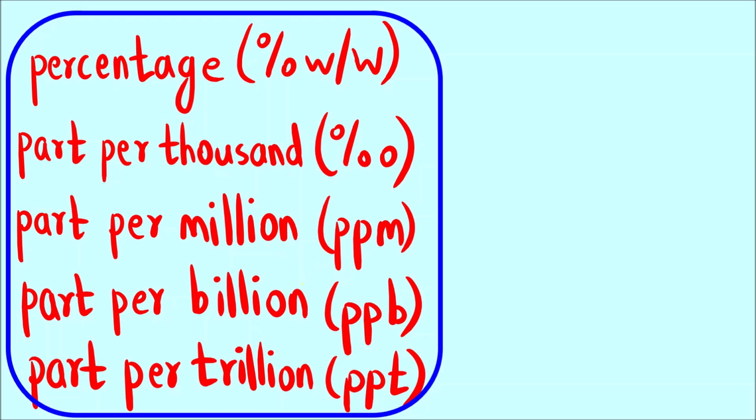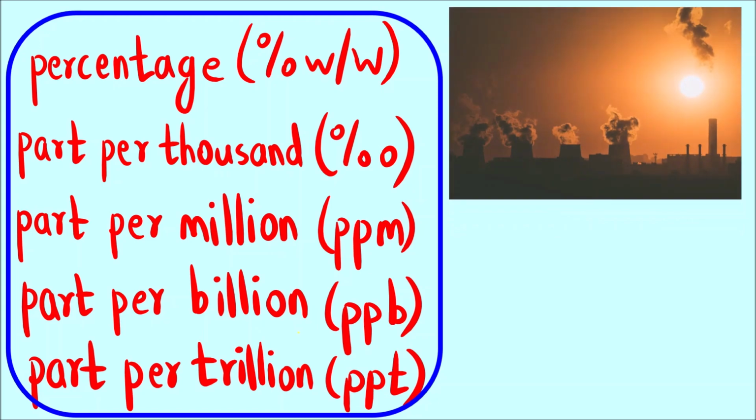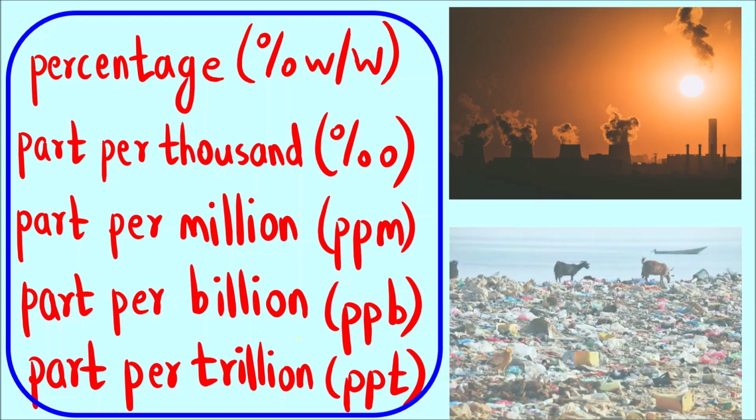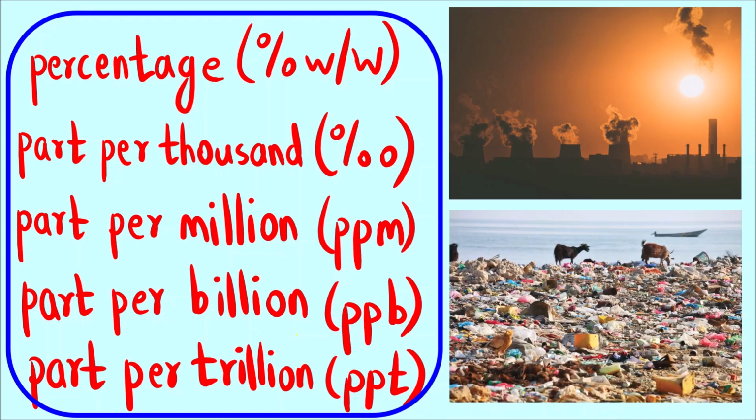Now, why understanding these concentrations is very important is these are very dilute concentrations, or solutions having very less amount of solute, and these are mostly used to measure air pollutants, that is the substances that cause air pollution, and to measure soil pollutants, that is pollutants or substances that cause soil pollution. So let us see the first one, percentage weight by weight.